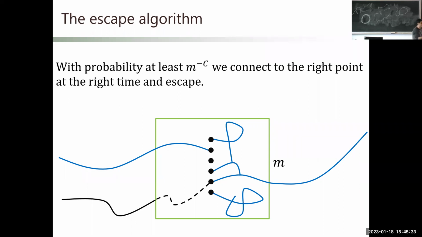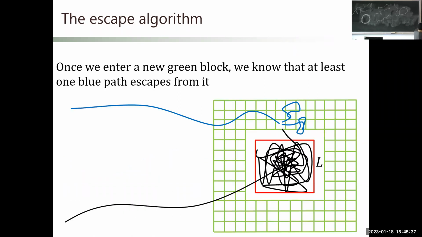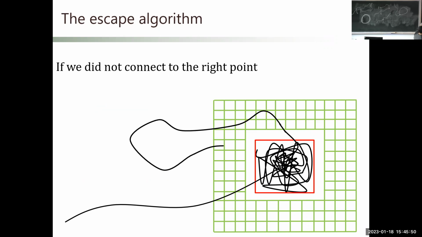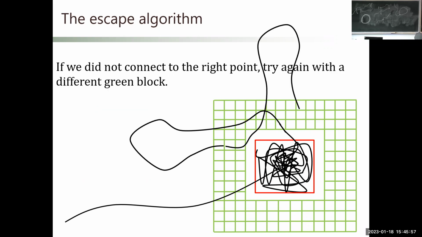But you can try it again and again in different blocks. That's the idea. So let's say here you enter this block, you know that one of the cyclic walks escapes. You try to connect to the right point at the right time. If you were able to do that, you escaped. And if not, if the escape attempt failed, then just try again and again, just keep doing that until it works. That's the idea of the escape algorithm.